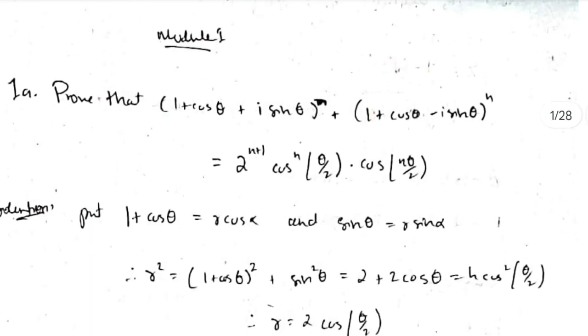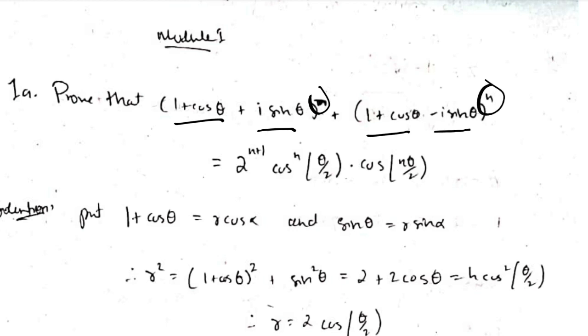And moving on to the solutions, the first question is prove that (1 plus cos theta plus i sin theta) raised to m plus (1 plus cos theta minus i sin theta) raised to n is equal to 2 power n plus 1 cos raised to n theta by 2 cos n theta by 2. Okay, so this question comes under De Moivre's theorem.